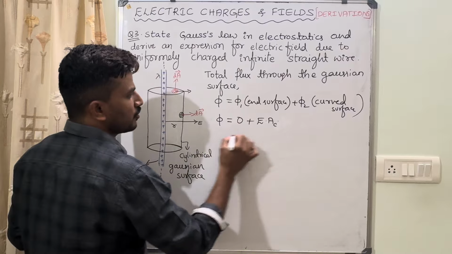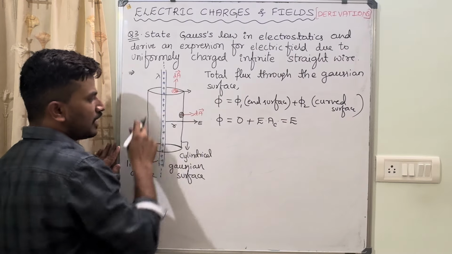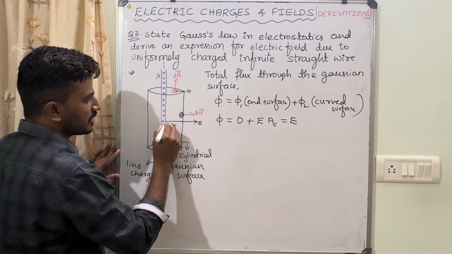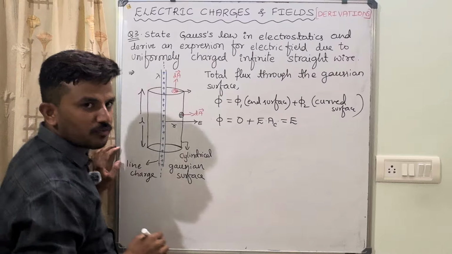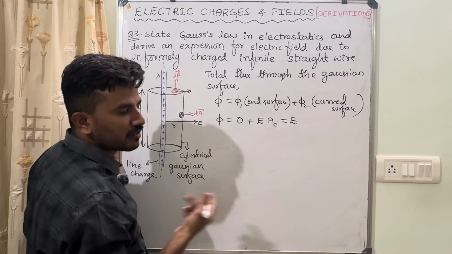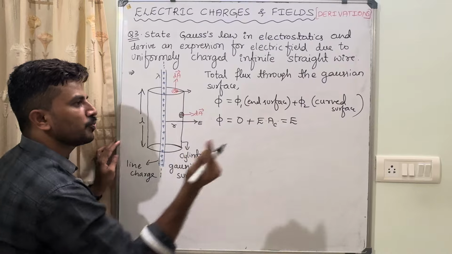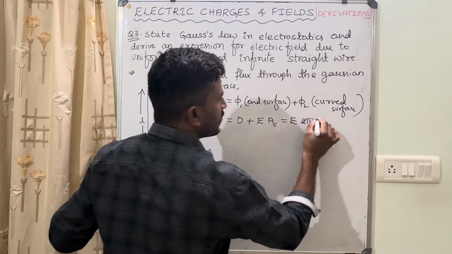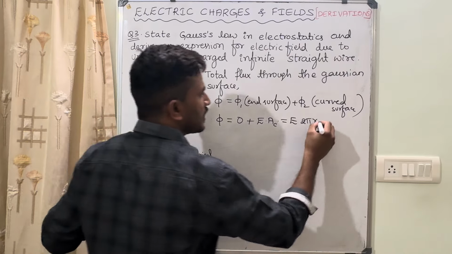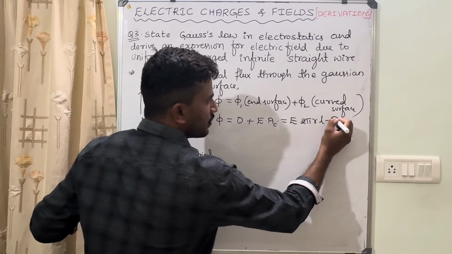So therefore the total flux is equal to E into, what is the area of the curved surface? Let us consider the radius is r and the length is L. The curved surface area of the cylinder is given by 2 pi r, the circumference, into h. So 2 pi r, here the height is L, so I will write it as L. This is equation number 1. Okay, this is equation number 1.